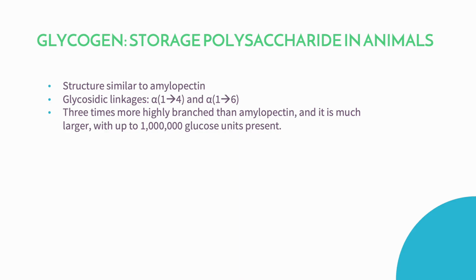Another storage polysaccharide which is found in animals is glycogen. Its structure is somewhat similar to that of amylopectin. Glycosidic linkages present are alpha-1,4 and alpha-1,6. It's 3 times more highly branched compared to amylopectin, and it is much larger, with up to 1,000,000 glucose units present. Its function is similar to that of starch in plants, and it is sometimes referred to as animal starch. When excess glucose is present in the blood, for example, if we eat too much starch, the liver and muscle tissues will convert excess glucose to glycogen, which will then be stored in the tissues.